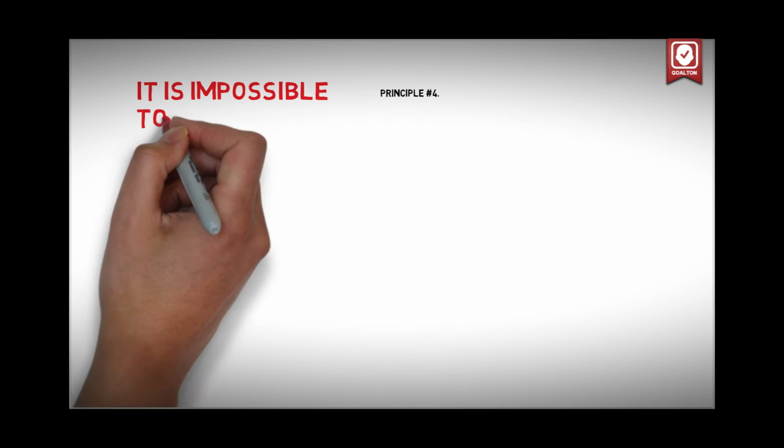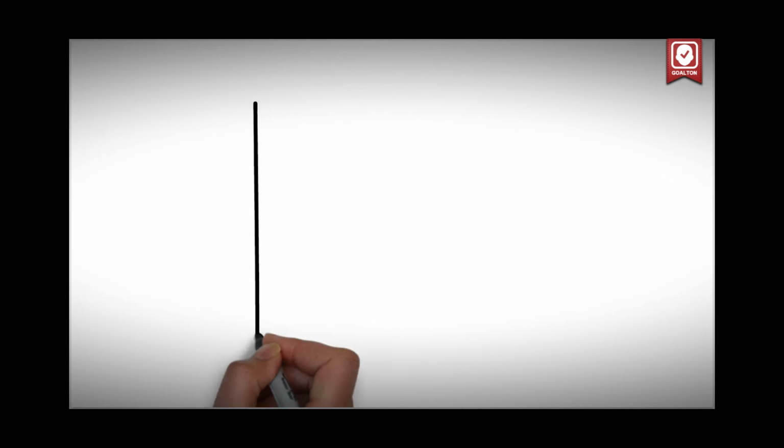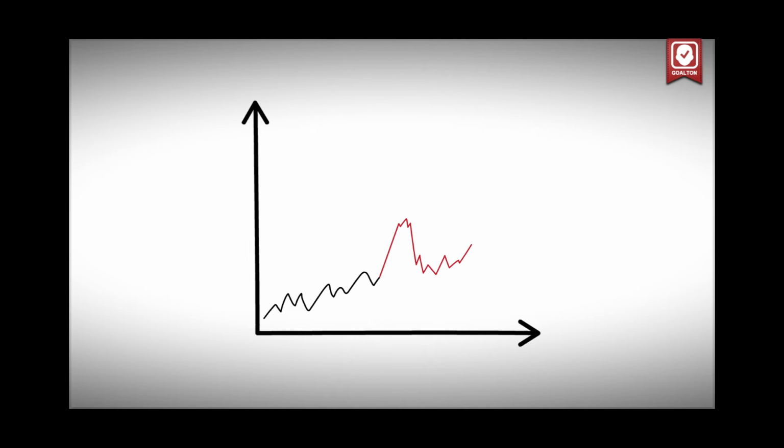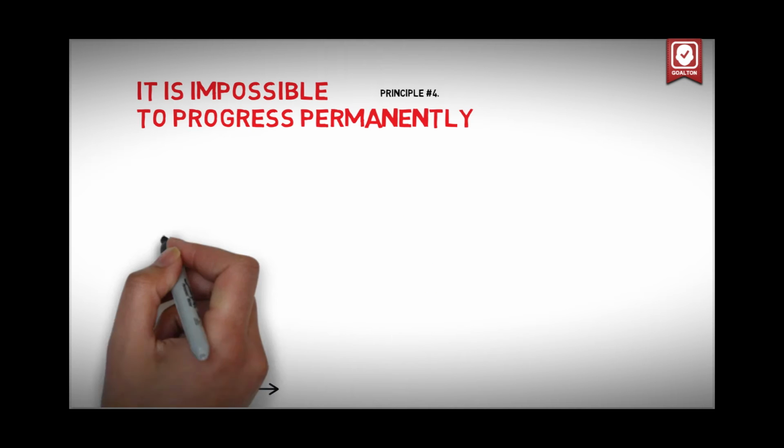Principle number 4. It is impossible to progress permanently. This principle does not contradict the previous one, but rather complements it. You should not feel discouraged if after 2 or 3 weeks of continuous growth, you suddenly find yourself in a state of local stagnation. This is normal.